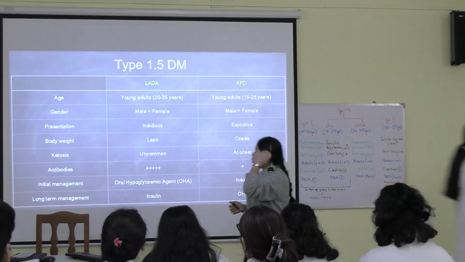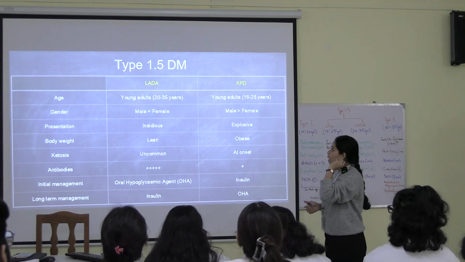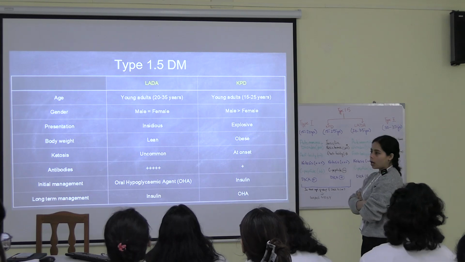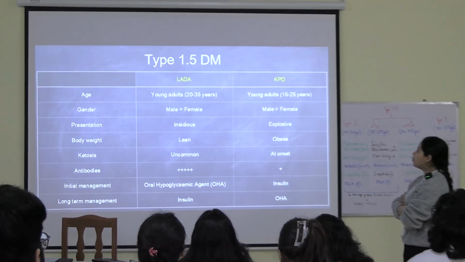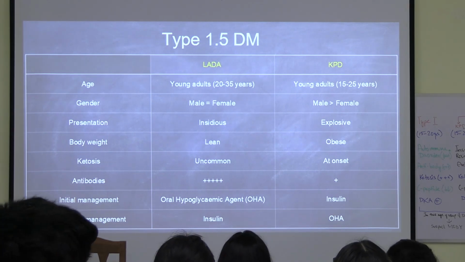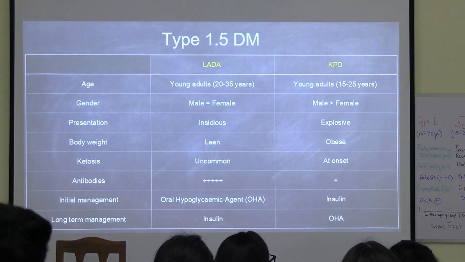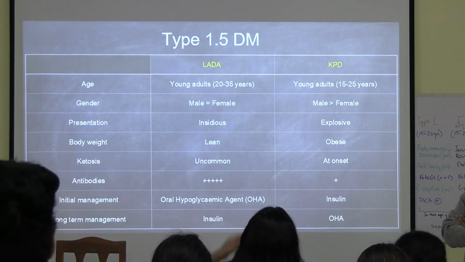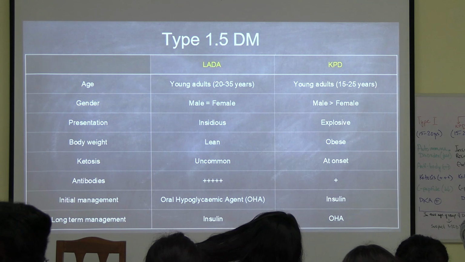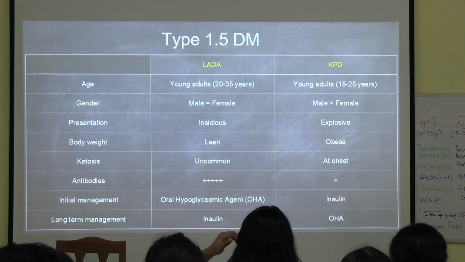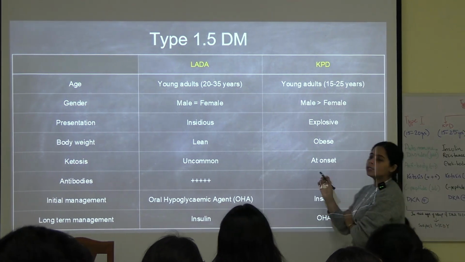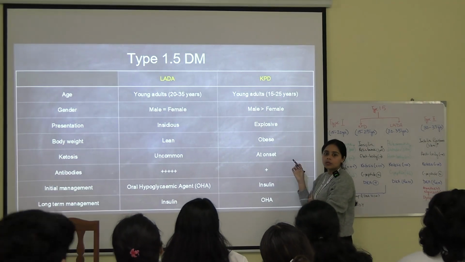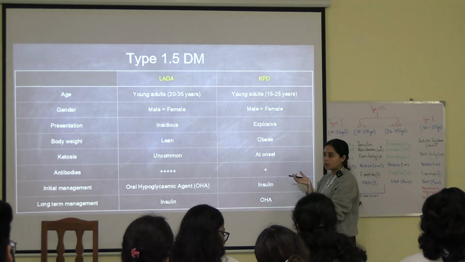Okay. So type 1.5 DM, that is LADA and KPD. Age is young adults 20 to 35 for LADA, and KPD is young adults 15 to 25. Gender: male and female are in equal ratio to develop LADA, but in KPD males are more prone to develop it compared to females. Now presentation is insidious. Insidious means hidden. LADA is more hidden, slow, silent, but explosive. KPD is explosive. That is why the presentation is more severe.